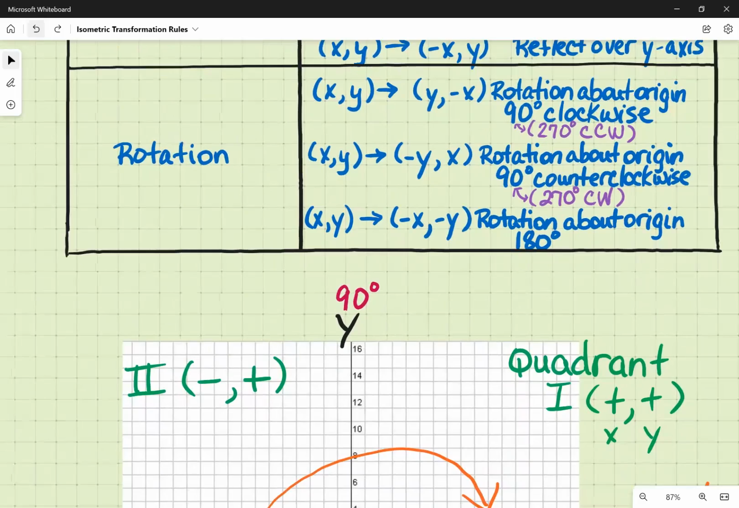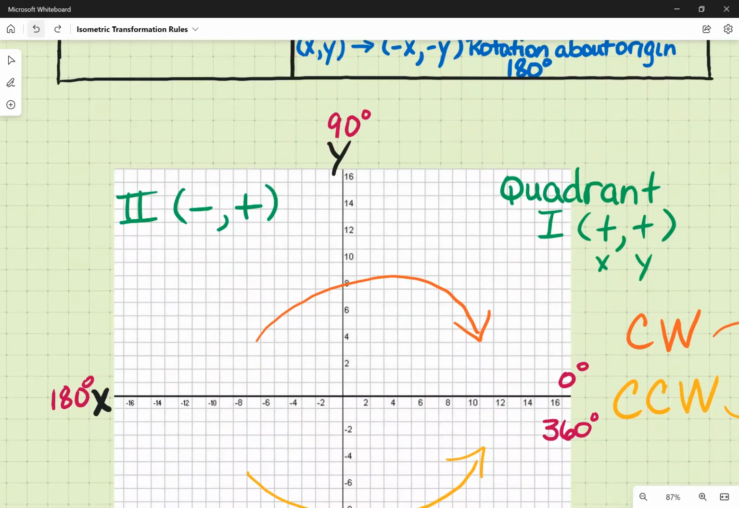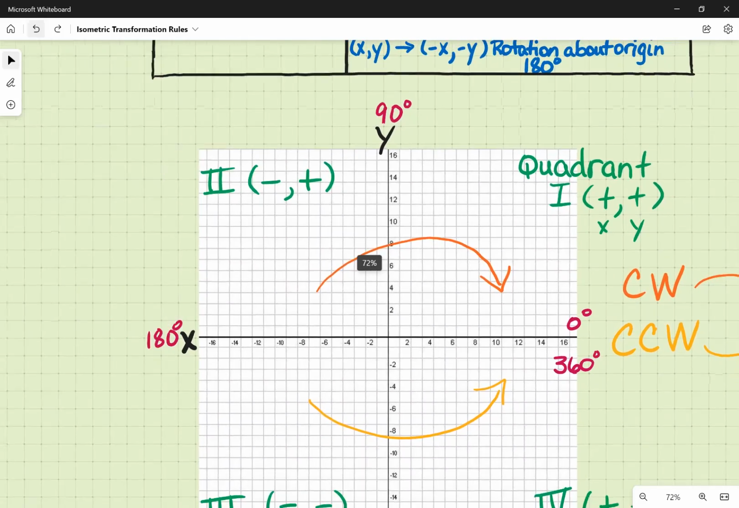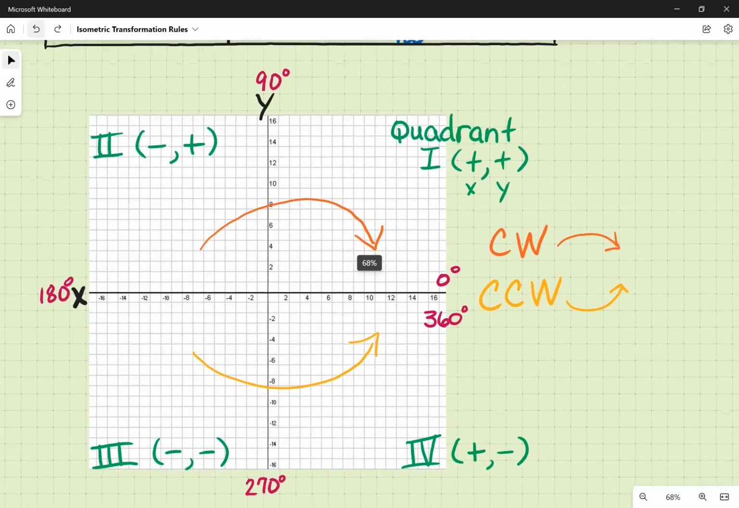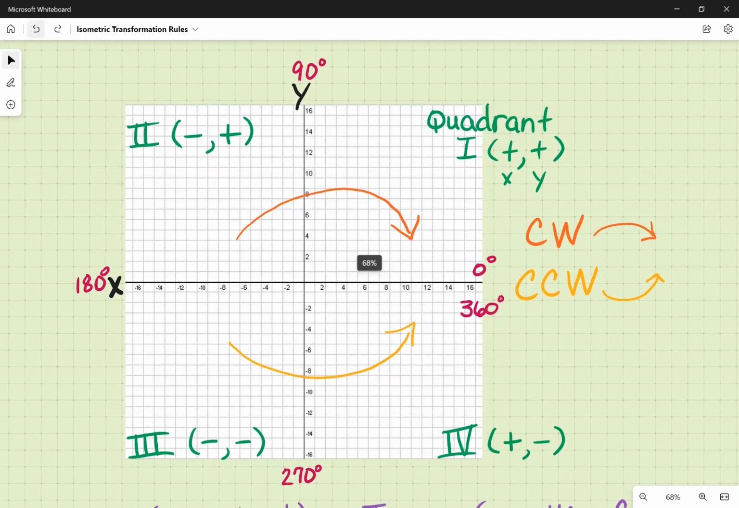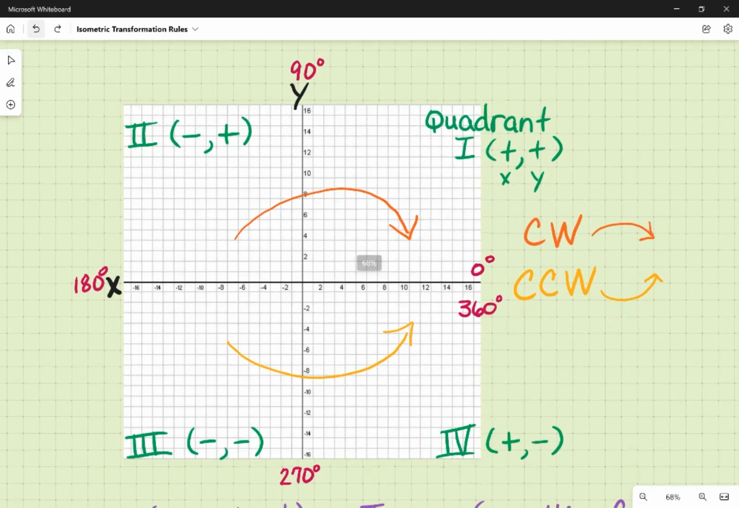So let's review what the coordinate plane even looks like. This is my coordinate plane, and I was discussing clockwise and counterclockwise. So think about a clock. That's why it's called clockwise, right? On a clock, if you look at the hands, they're going towards the right. So that's what clockwise looks like. Counterclockwise is just the opposite. I will be going in the other direction. So that's clockwise and counterclockwise.